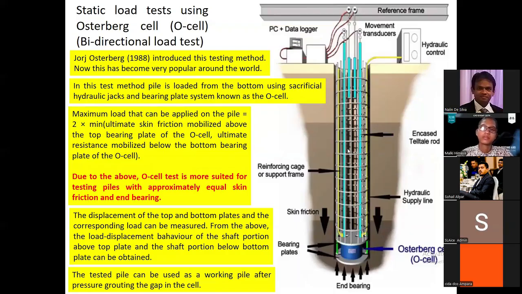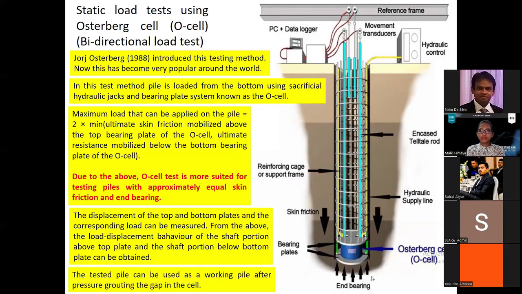This is the O-cell test, or in other words, it is known as the bidirectional load test. So here, during the installation of the pile, we installed this cell. It's known as the Osterberg cell. And after the pile is constructed, using hydraulic jacks, you can apply load on both sides of the pile until failure. So if this side of the pile fails, it will give the ultimate skin friction. If this side of the pile fails, it will give the ultimate end bearing, right?